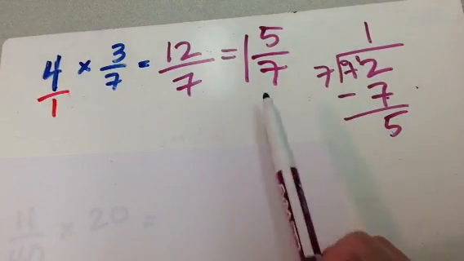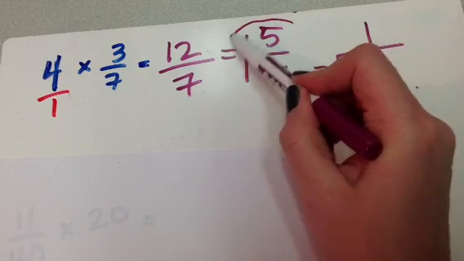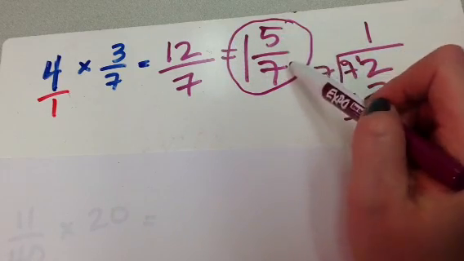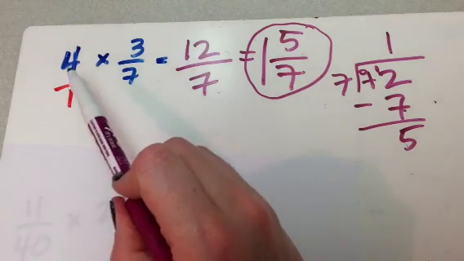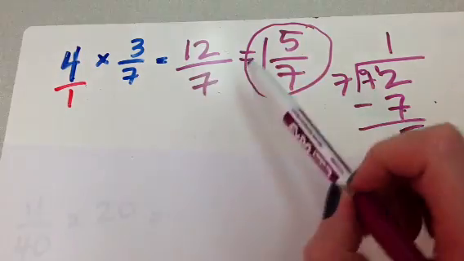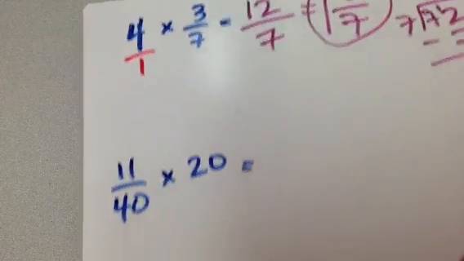Okay, so I answered question 1. Question 2, is this reduced down as far as it can go? And in this case, yes, it is, because 5 and 7 are both prime. So I've got 2 prime numbers. I'm reduced down as far as I can go. So the whole number 4 times 3/7 equals 1 and 5/7. Let's look at another example of that.